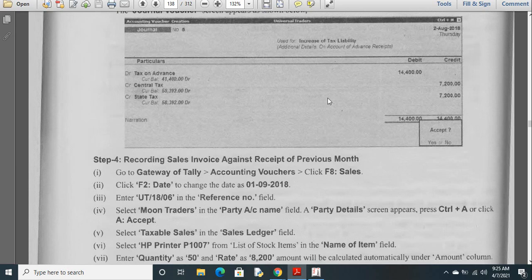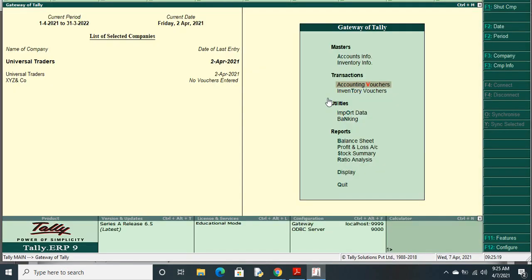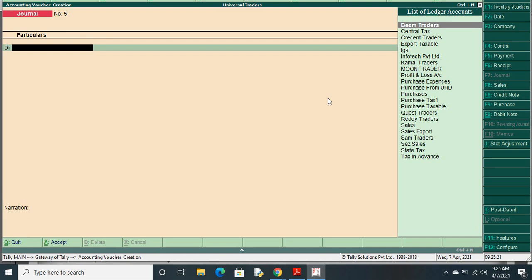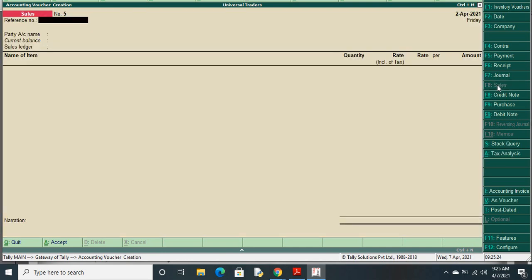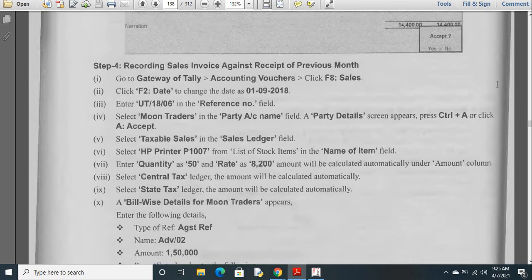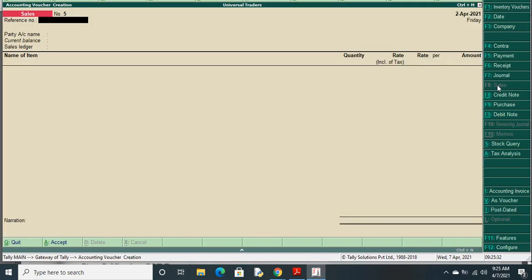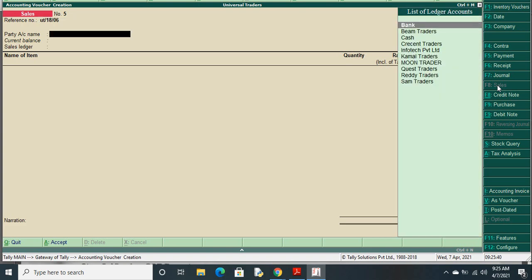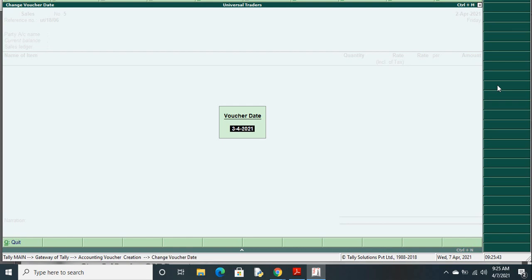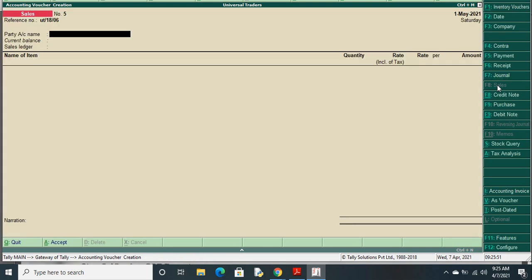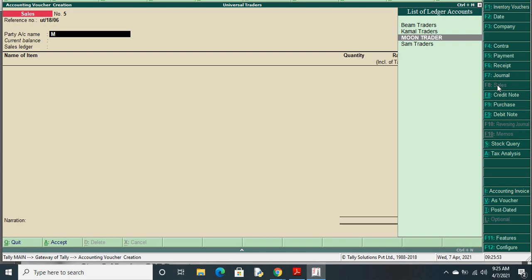Next, we have to go with sales. Accounting voucher, sales voucher, UT by 18/06, and we'll go with the date. I'll take it as 1/5/2021. Party name Moon Traders.